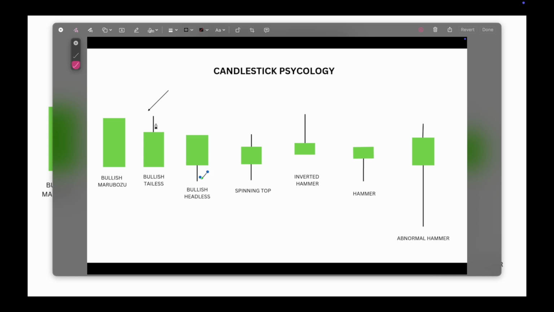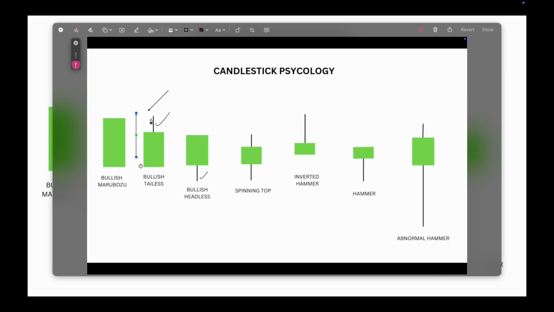Okay, tailless, correct. This is the opening of the bullish tailless candle, which went all the way up to the tip of the wick, and then from there went down and closed.